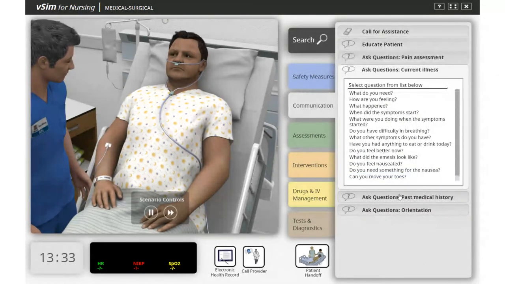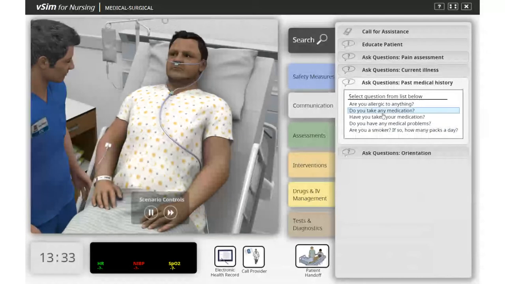So then of course I want to look at, if I needed to ask him specific questions about his current condition, you can select from current illness and it'll provide you specific questions related to whatever is happening with the patient. And then here, I might actually ask if he is allergic.